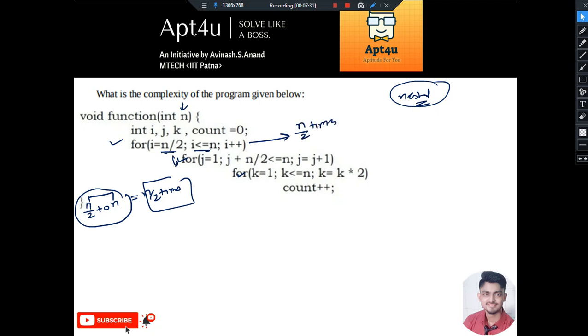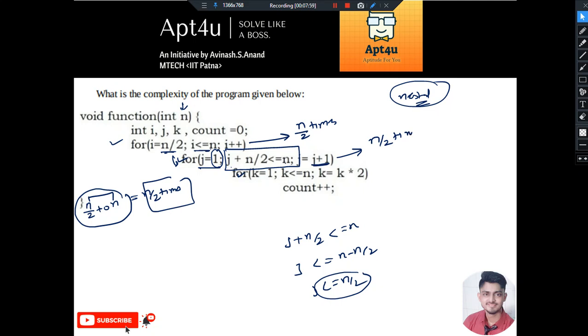Get inside. From j equal to 1 until j plus n by 2 is less than or equal to n. You have a condition here, please pay attention: j plus n by 2 is less than or equal to n. What does it mean? It means nothing but j less than or equal to n minus n by 2, j less than or equal to n by 2, which means from j equal to 1 till j less than or equal to n by 2, and j plus plus, incrementing 1 at each step. So basically you are again executing n by 2 times. I hope you got the point. So the number of times this second for loop gets executed is n by 2 times.